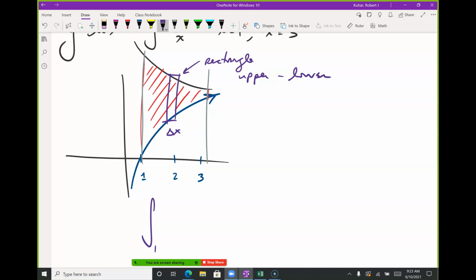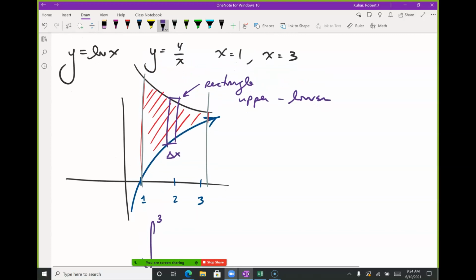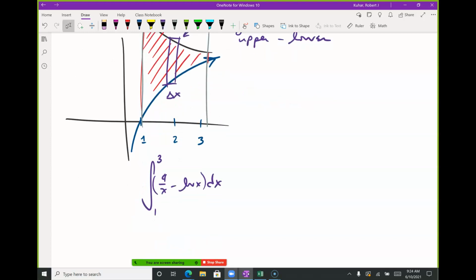So we're doing the integral from 1 to 3 of upper minus lower, which is 4 over x minus the ln of x dx. And just about all of these problems will turn into two different integrals. I'll do a divide and conquer here: an integral for 4 over x and an integral for ln of x. That allows me to give you one of them to be partial fractions and one of them to be trig sub, et cetera, et cetera.